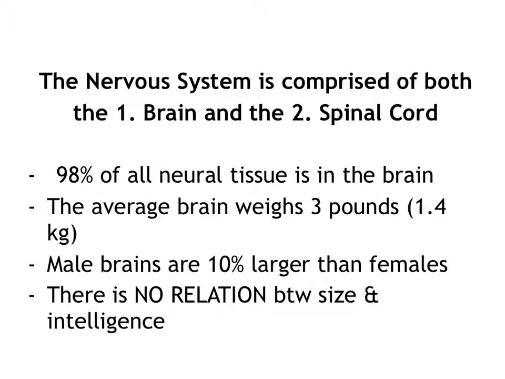In the nervous system, the central nervous system, brain and spinal cord create or make up 98% of all the neural tissue. The average brain weighs 3 pounds, about 1.4 kilograms. Make sure you know that. Male brains tend to be larger than female brains. They're about 10% larger. There's no relation between size and intelligence. Males tend to be larger in stature, so they tend to have larger brains.